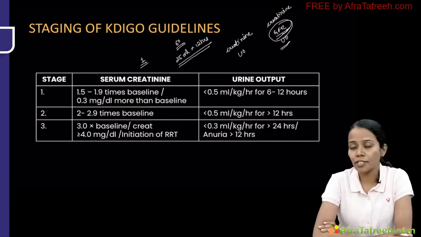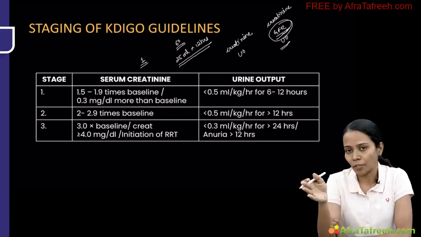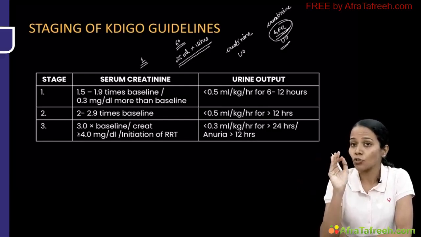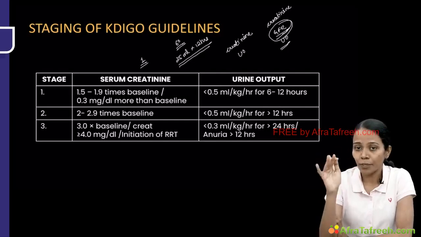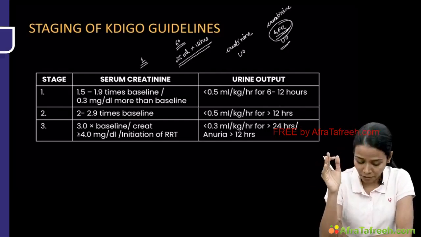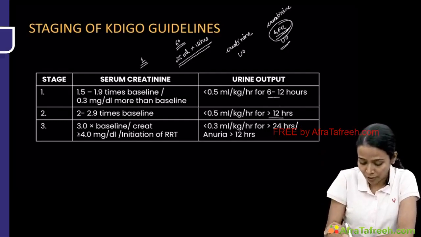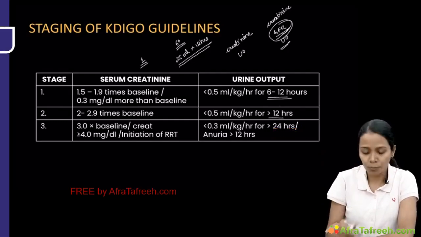Now stage 2 is, first we read it is 1.5 to 1.9 times, right? Stage 2 is 2 to 2.9 times the baseline. And urine output reduction should be less than 0.5 ml per kg per hour for more than 12 hours. So here it was 6 to 12 hours. Here it is more than 12 hours.